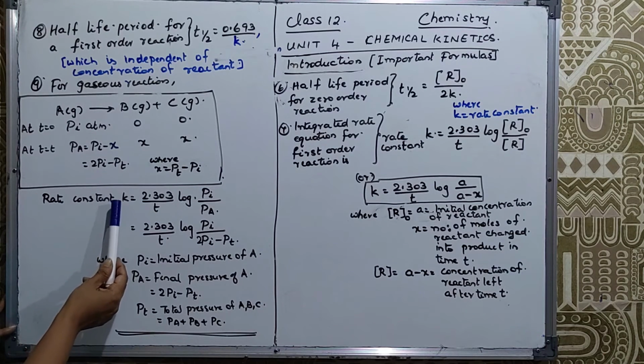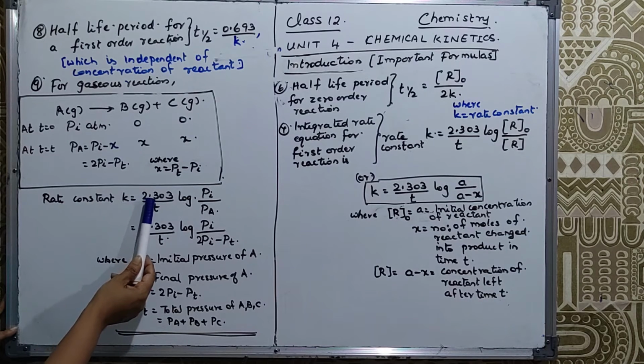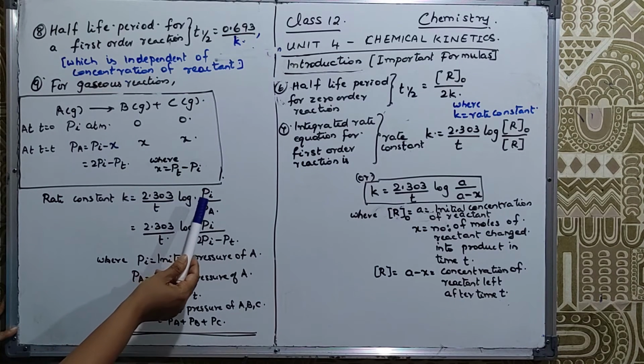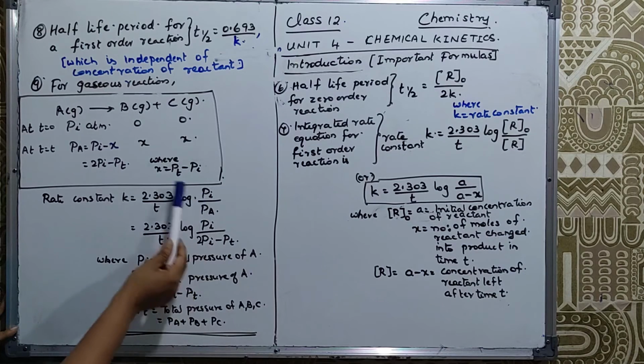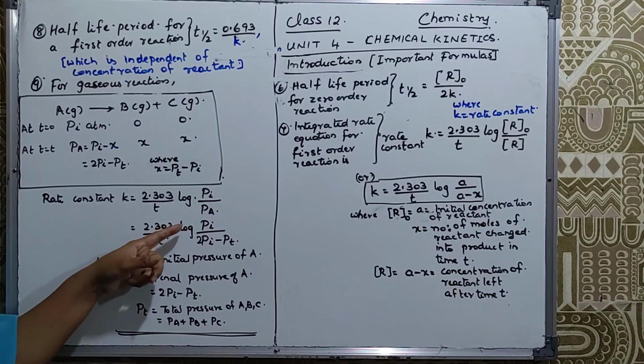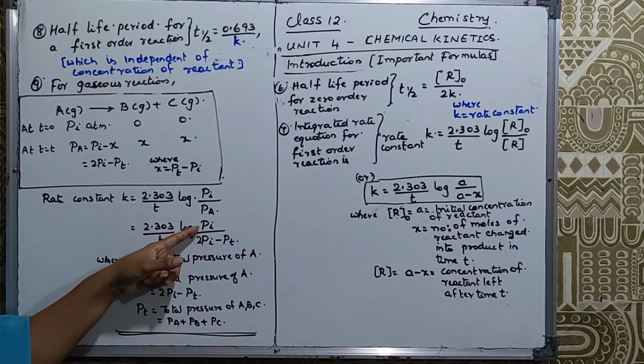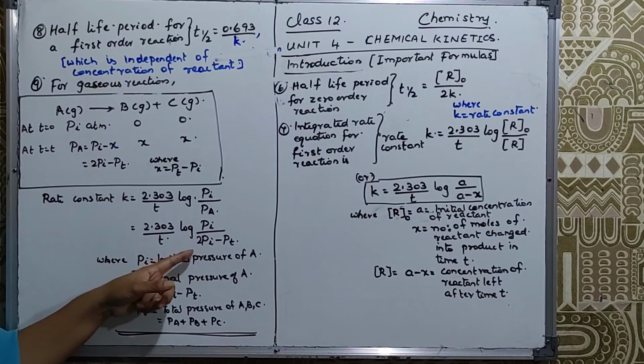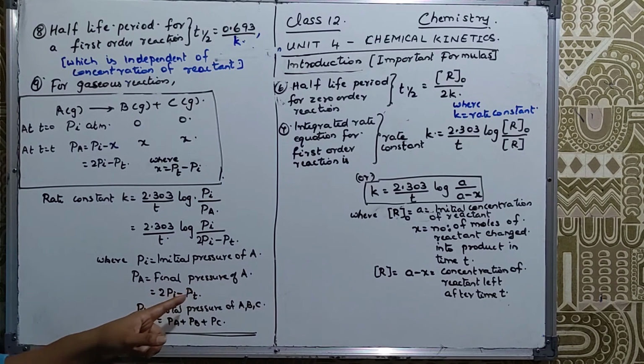Later we write the rate constant K equals the same thing, 2.303 divided by t log, but instead of initial concentration, it is the initial pressure of A, the reactant, divided by the final pressure of A. Initial pressure of A is given in the question. The final pressure of A, by calculation, we get as 2Pi minus Pt. Here Pi is the initial pressure of A, 2Pi minus Pt is the final pressure of A, and P total is the total pressure of A, B and C, that is Pa plus Pb plus Pc. Thank you children.